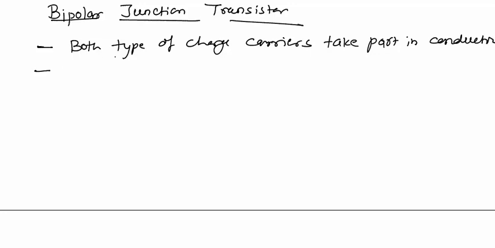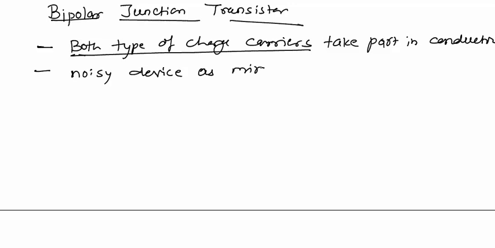Next, if both types of charge carriers take part in conduction, then majority and minority both will be there. If majority take part in conduction, that is good. If minority take part in conduction, the device will be noisy. So BJT is a noisy device, as minority charge carriers take part in conduction.